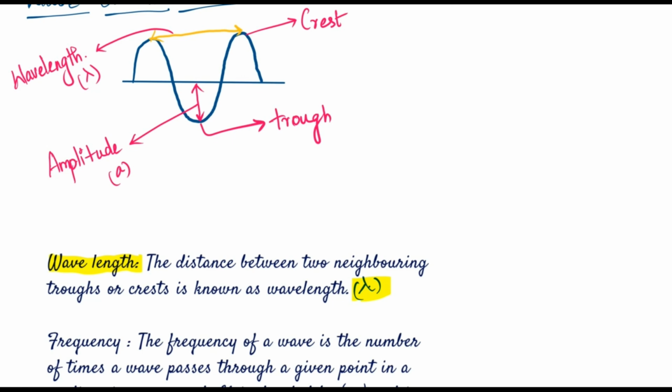Wavelength is usually given in units of nanometer or centimeter. Sometimes they will give it in Angstrom. In that case, you need to do the conversion. That is, 1 Angstrom is equal to 10 to the power minus 10 meters. Note it down. 1 Angstrom is equal to 10 to the power minus 10 meters.